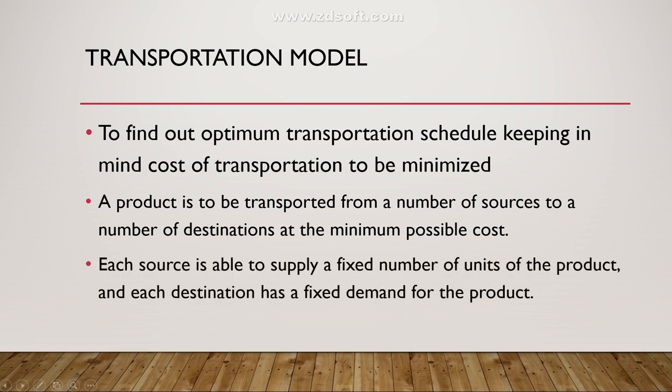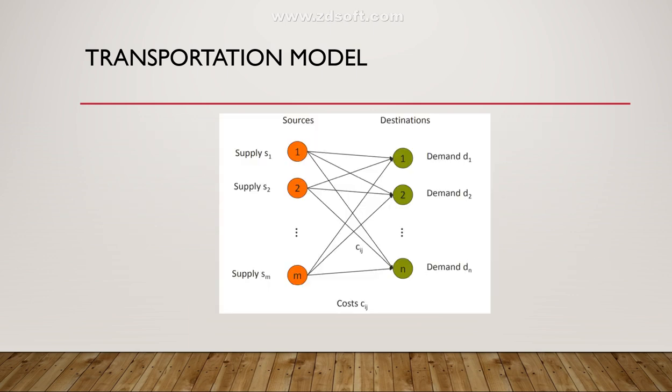Each source is able to supply a fixed number of units of the product, and each destination has a fixed demand for the product. So a source is where we supply the product from, and a destination is where we need to reach with our product. Let's understand, this is very simple. When we have multiple resources, or say multiple warehouses or plants set up in terms of production, and we need to reach multiple destinations.